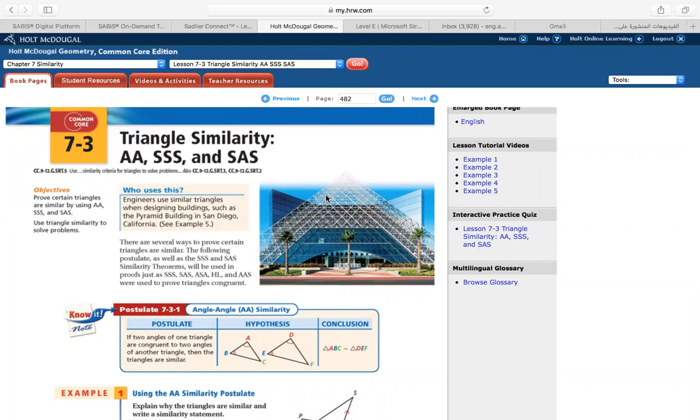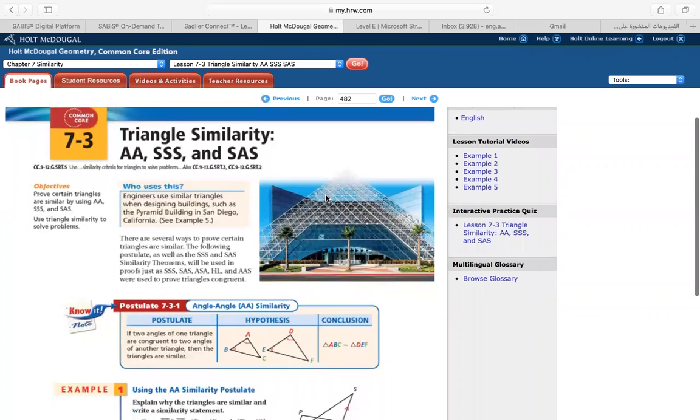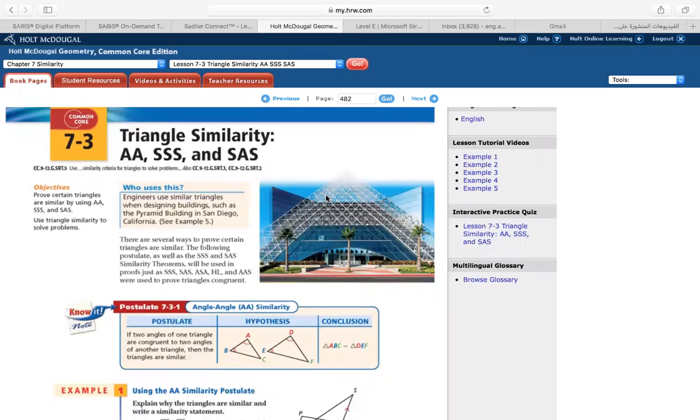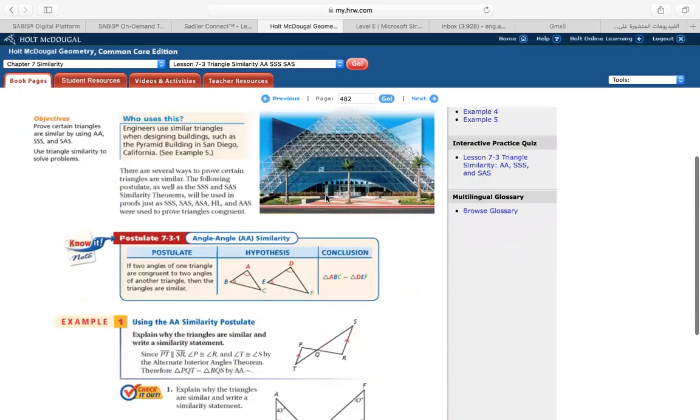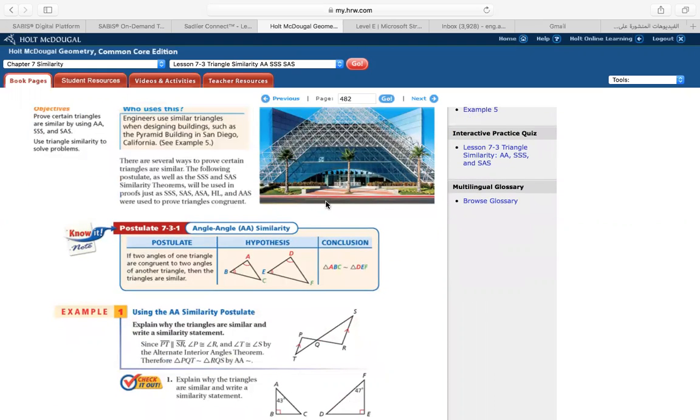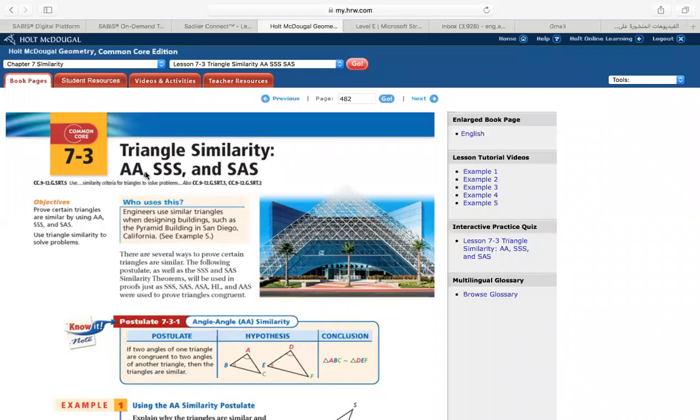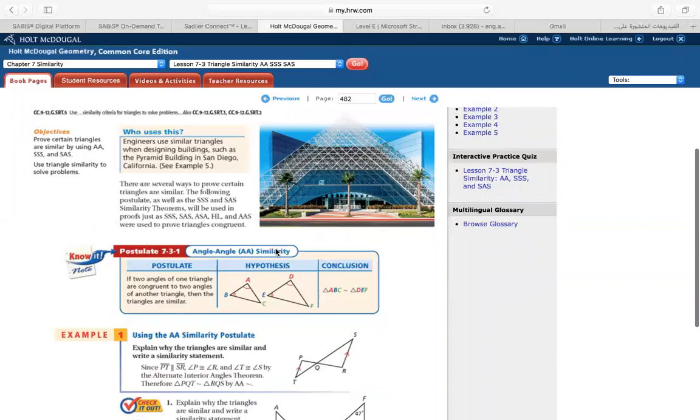We're going to continue the lesson, but before that, I want to refresh and warm up with what we have learned in the last lesson. Triangle similarity: AA, SSS, SAS. I have three kinds of similarity. The first kind is AA, which stands for angle-angle similarity, SSS stands for side-side-side similarity, and SAS stands for side-angle-side similarity.